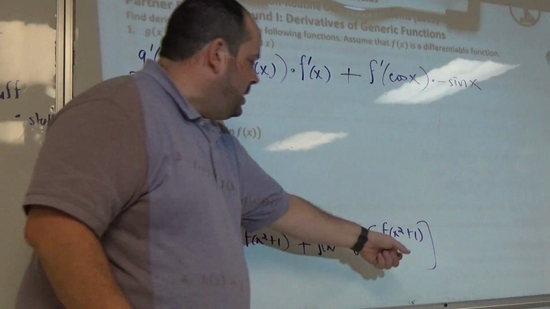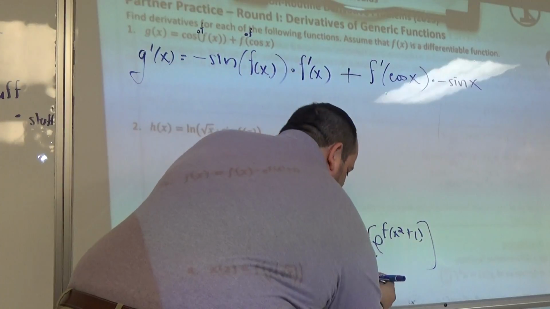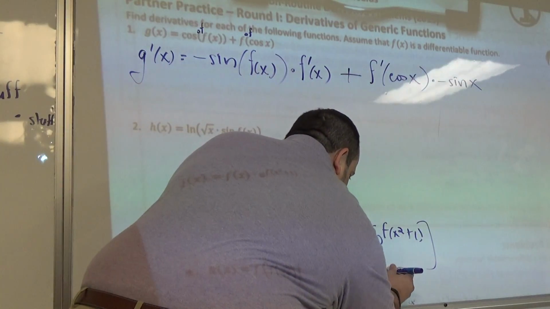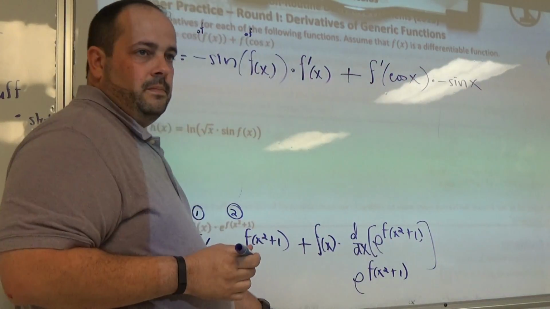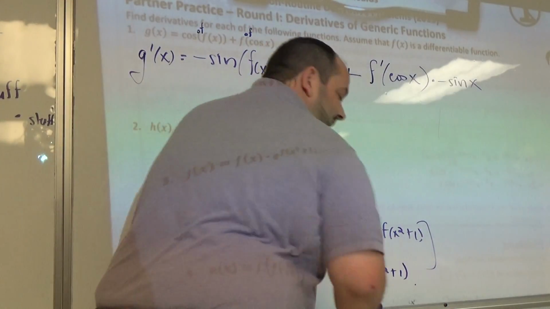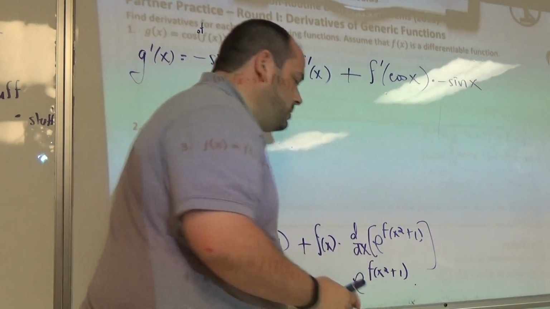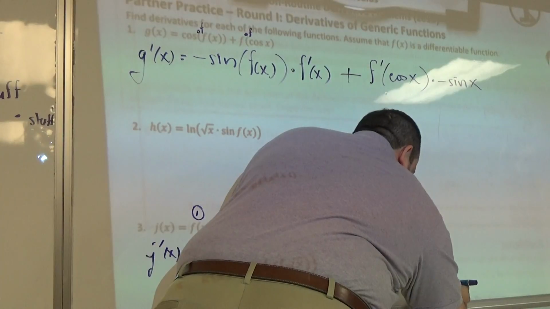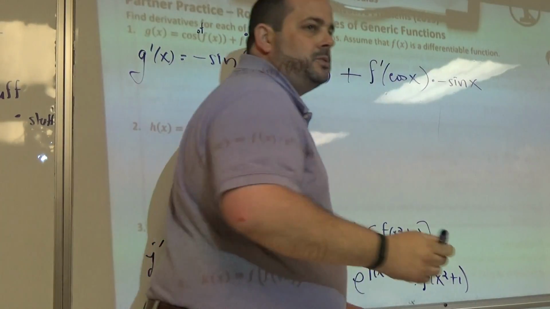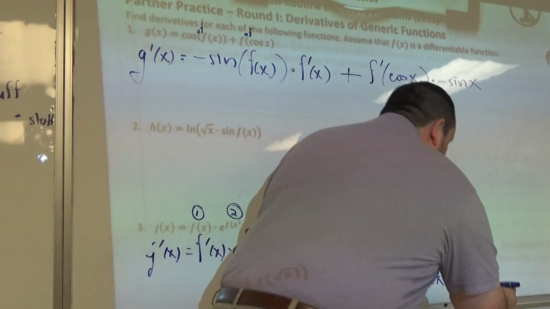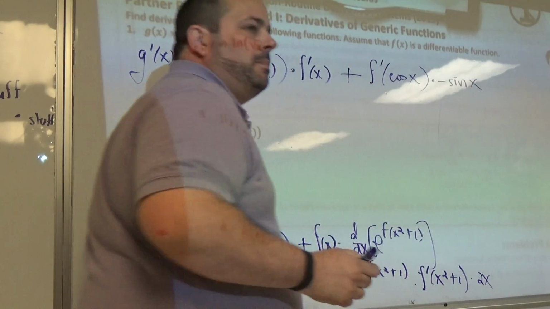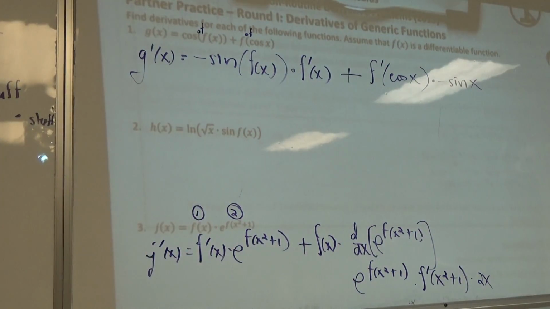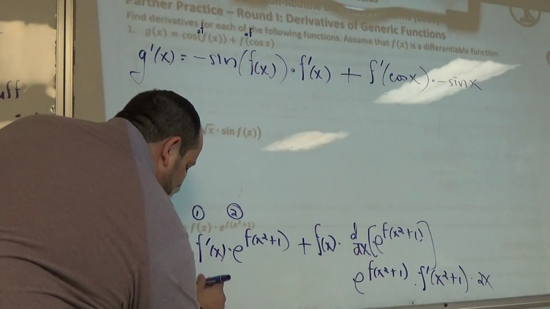I'm happy. The derivative of e to the stuff is e to the f of x squared plus 1 times the derivative of the baby, f prime of x squared plus 1, times the derivative of x squared plus 1, because that baby had a baby. So the big one. Disgusting to think about.